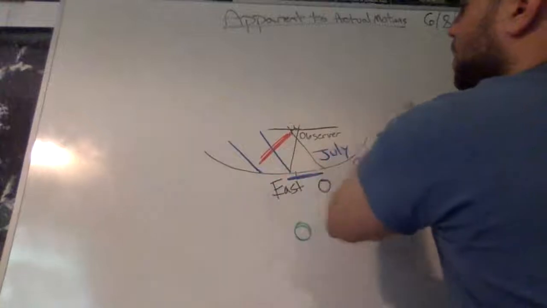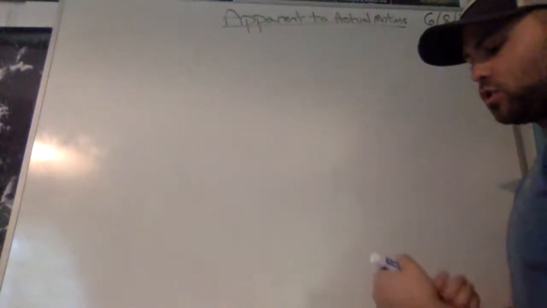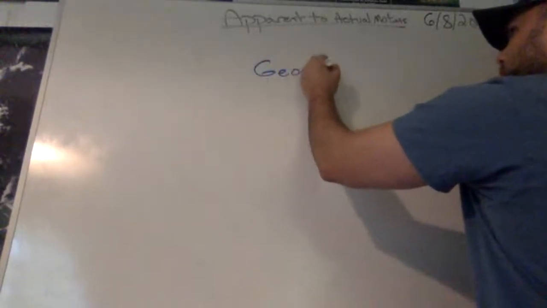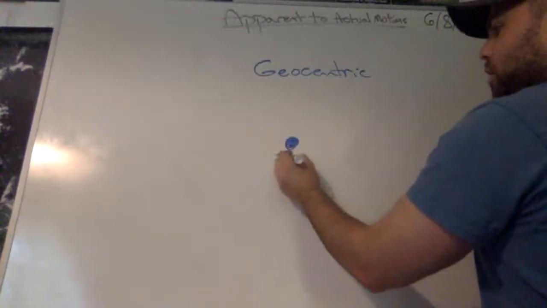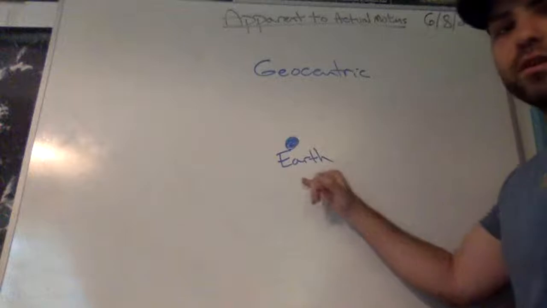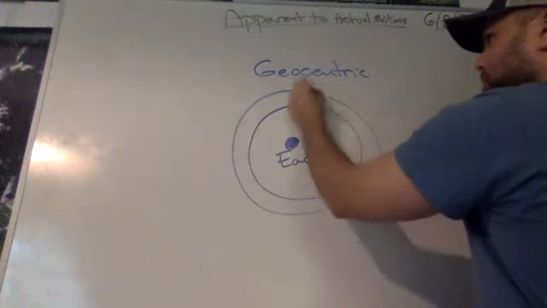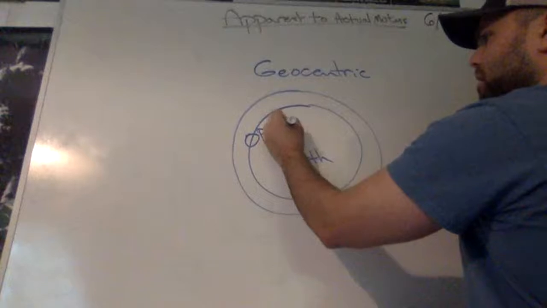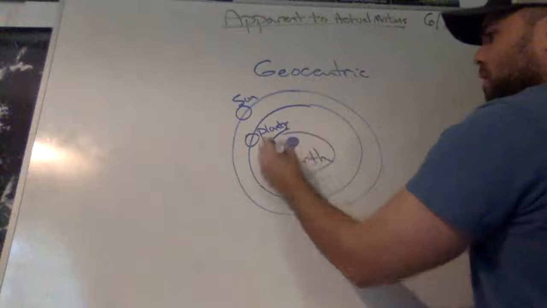And remember, we have two types of solar systems in our history. We had a geocentric and a heliocentric. So the geocentric, okay, that was when they believed that Earth was the center of the universe and everything went around the Earth. Okay. So this was our planets, other planets that they discovered. They also thought that the sun was going around it. And then the closest one was the moon.